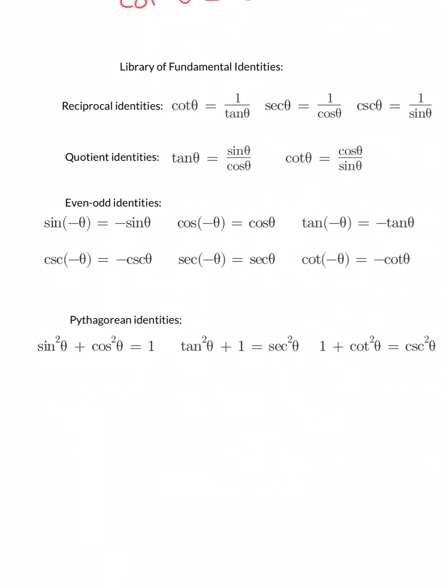This screen is just a list of all the identities that we have. The reciprocals, the quotients, and the even odds we have already talked about. They are just retyped out for you here. And then the Pythagoreans are the newest ones, and they are on the bottom. You do not have to have any of these memorized. When it comes time for a quiz or a test, I will give you a formula page.